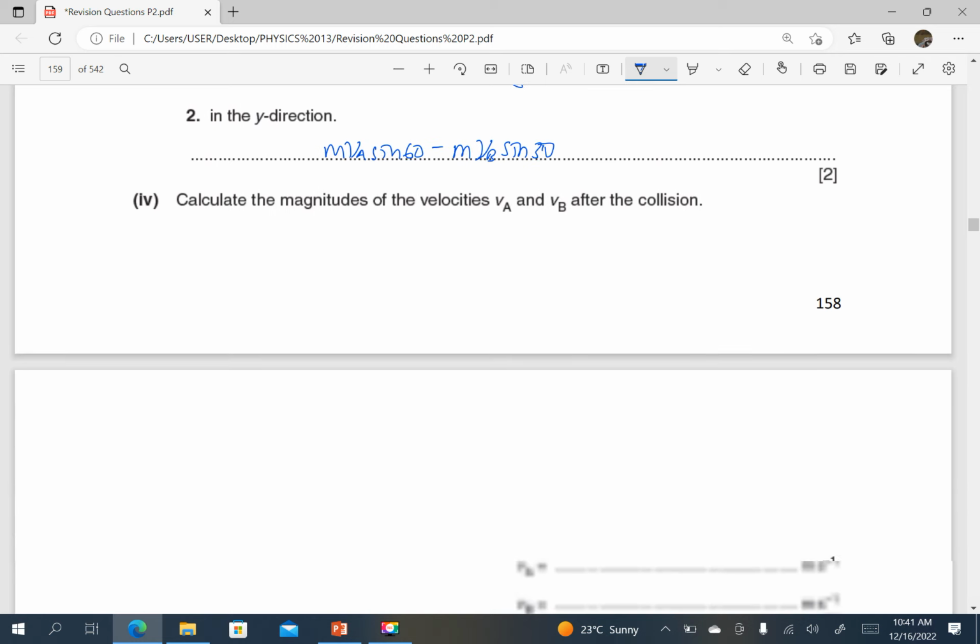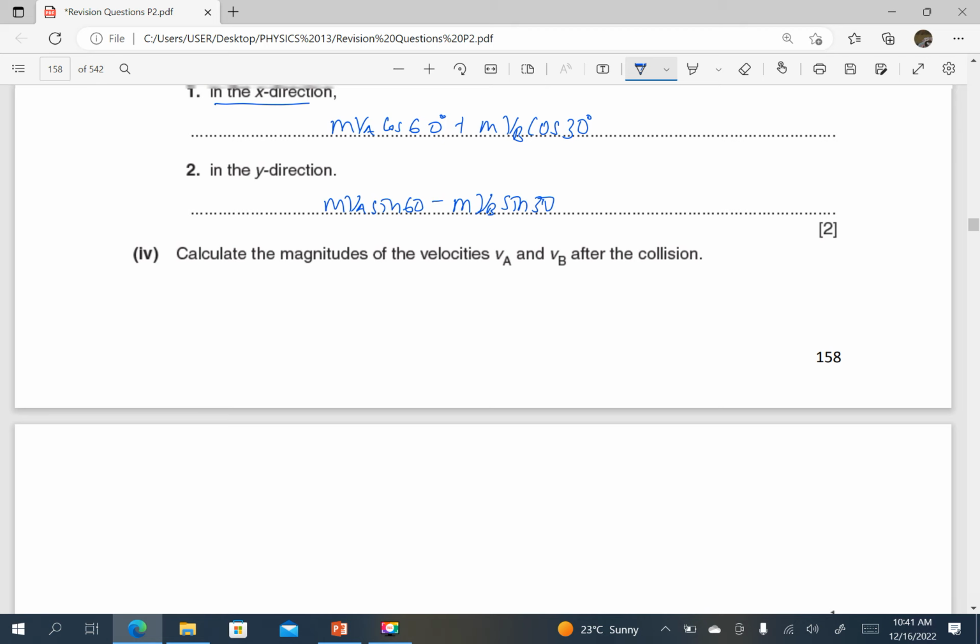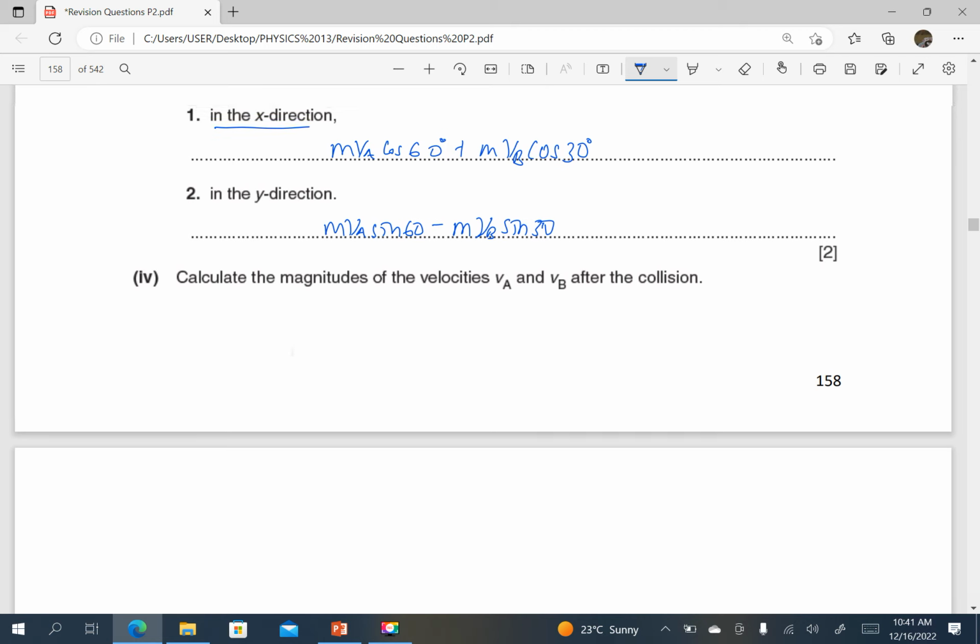Then calculate the magnitude of the velocities VA and VB after the collision. So we can consider conservation of momentum, and I will start with horizontal momentum.